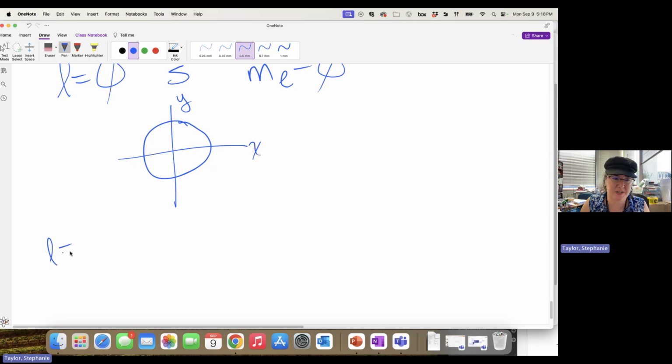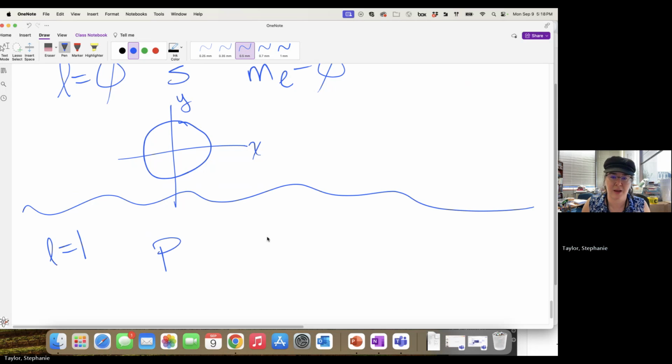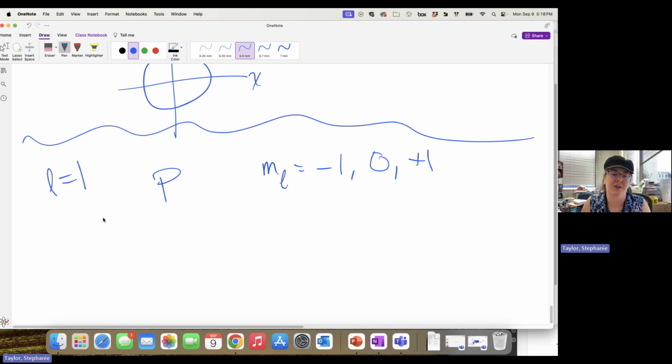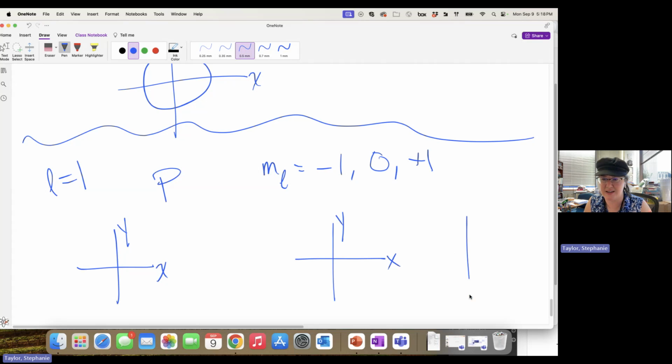My next ones get a little bit more interesting. When L equals 1, this is going to be P. And I've got 3 different values of M sub L, which tells me I have 3 different orientations to worry about. So I'm going to go ahead and draw my axis the way that makes me happy, which is X over there and Y up there. I am going to change this once just because the Z axis, I'm going to put Z over there and Y over there. Yeah, that's going to make my life easier.